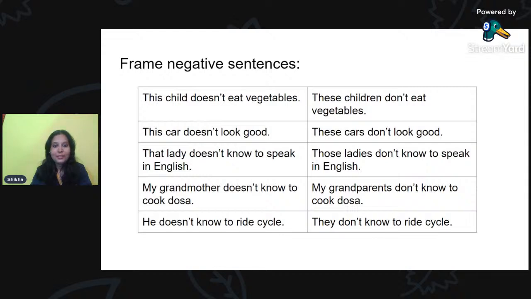That lady doesn't know how to speak in English. Those ladies don't know how to speak in English. My grandmother doesn't know how to cook dosa. My grandparents don't know how to cook dosa. He doesn't know how to ride a cycle. They don't know how to ride a cycle. I hope you understood how to create negative sentences, and when you are creating negative sentences, how you will match your subject with your verb. Yes?